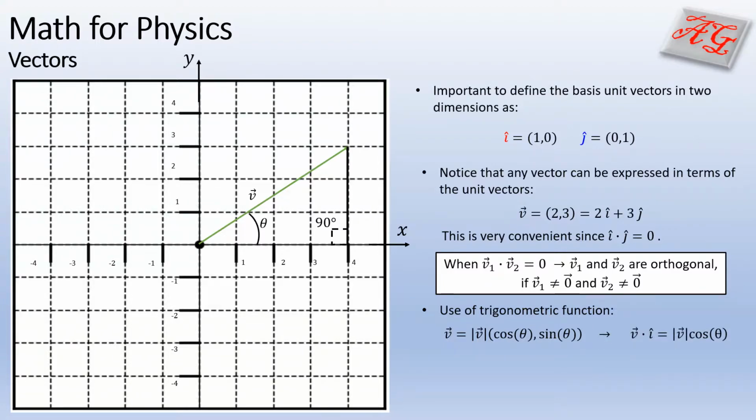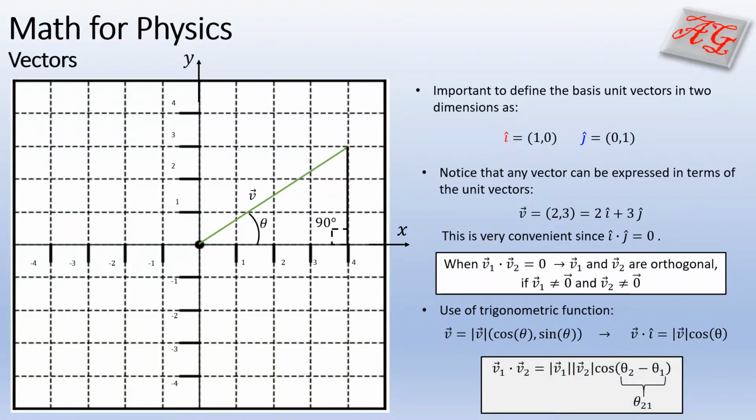So when you take the dot product of any vector with the unit vector i hat, this will give the magnitude of the vector times the cosine of the angle between the positive x-axis and the vector. And this takes us to the next important result. The dot product between two vectors can also be written as the multiplication of the magnitude of the vectors times the cosine of the smallest angle between the two vectors. And it is important to consider that this is valid in any number of dimensions.